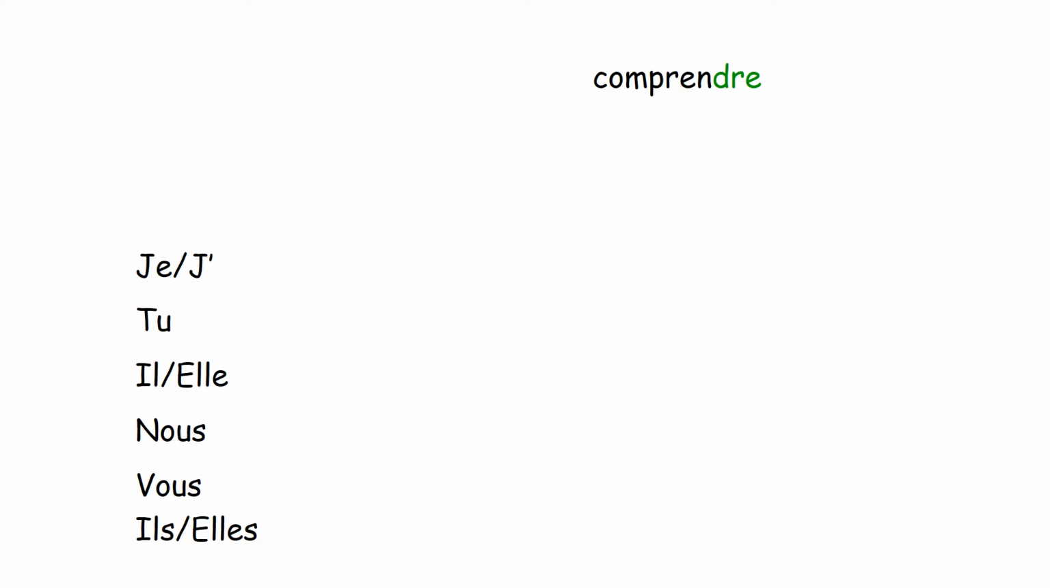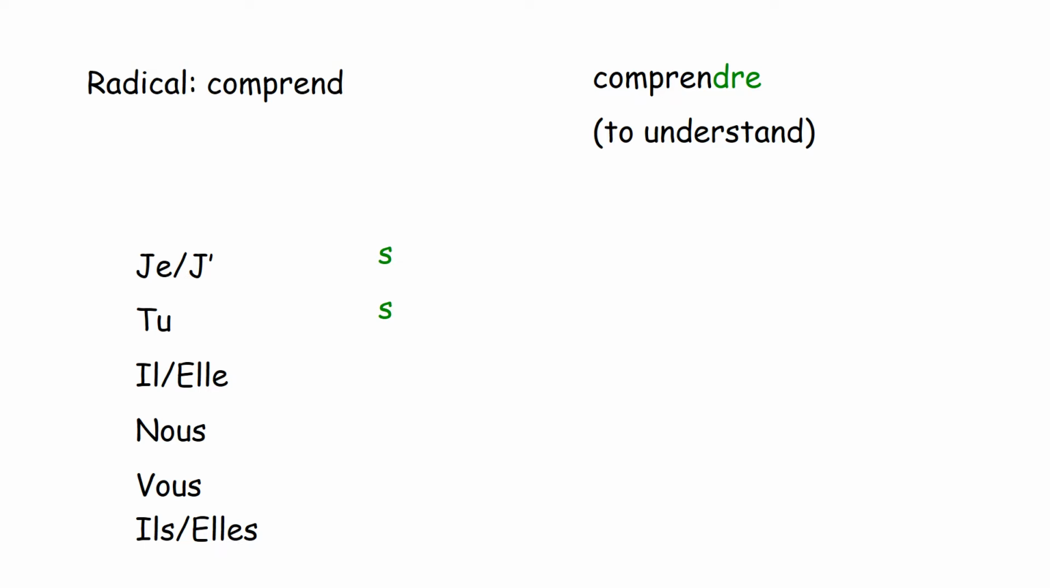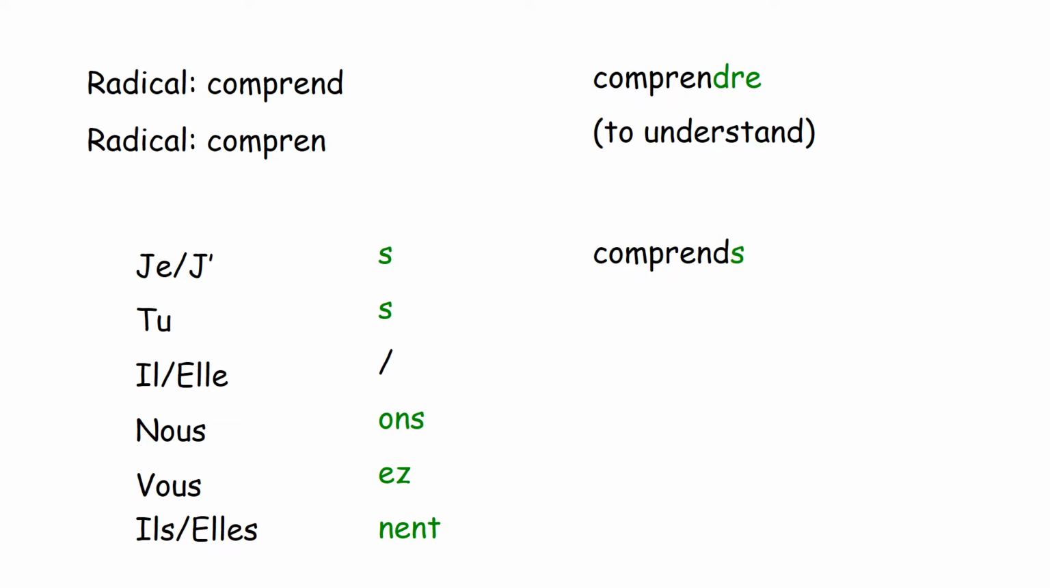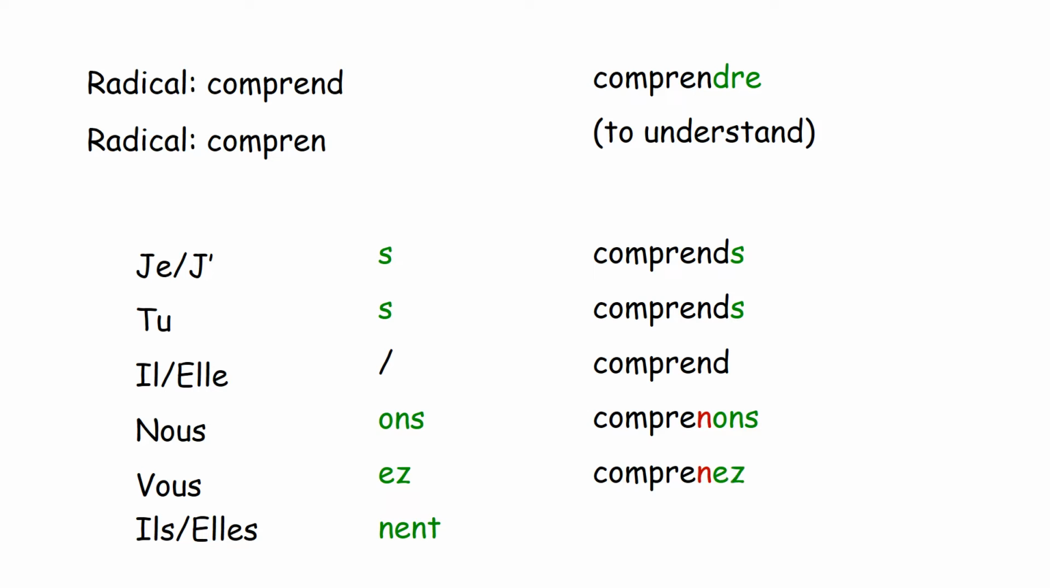We take the verb comprendre. We remove RE and with the radical comprend, we add S, and with il or elle, we don't add anything. Then for nous, vous, ils, elles, the radical would be comprend without the letter D, and then we add these endings ONS, EZ, NENT. So the conjugation would be like that. Je comprends, tu comprends, il or elle comprend, nous comprenons, vous comprenez, ils or elles comprennent. Okay?